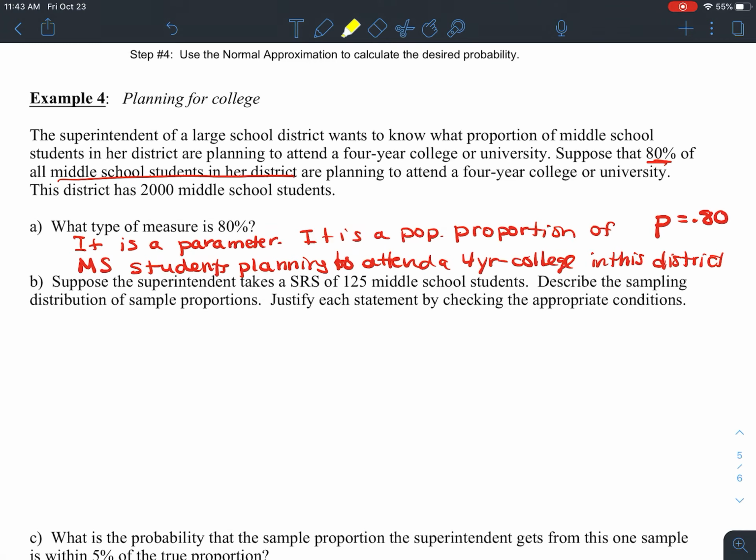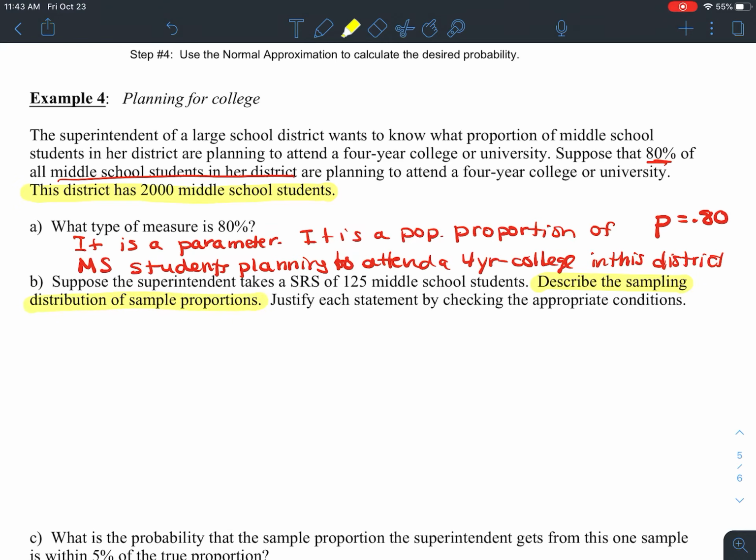Okay, part B says, well, suppose the superintendent takes a simple random sample of just 125 of those middle school students. Now, keep in mind, there are 2,000 actually in the district, but she's only taking a sample of 125. That's what the sample size is.